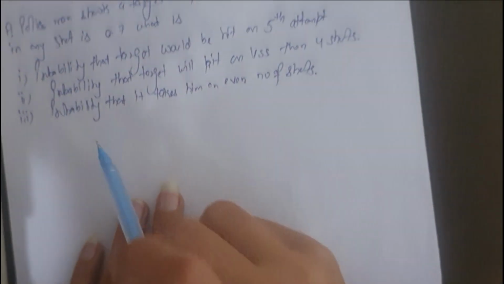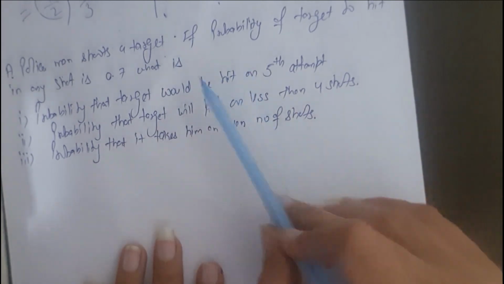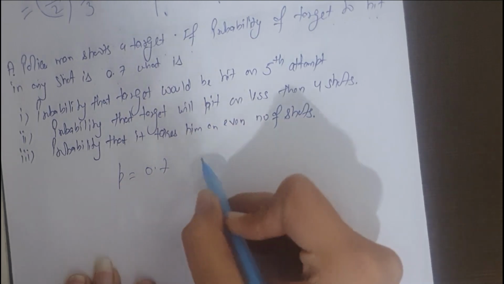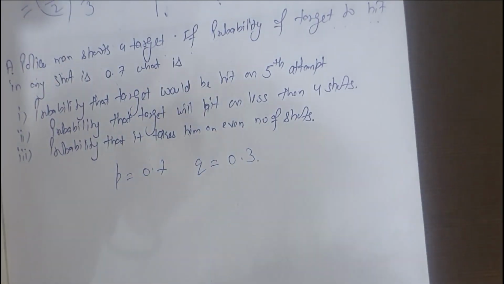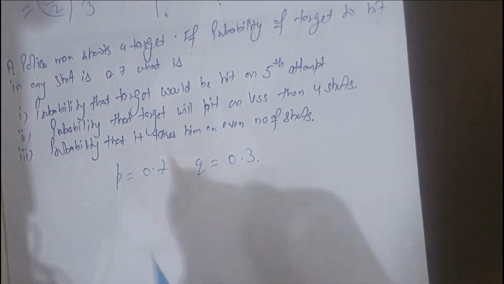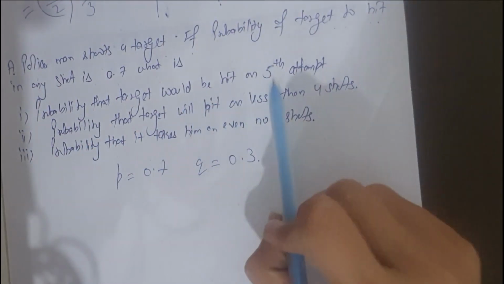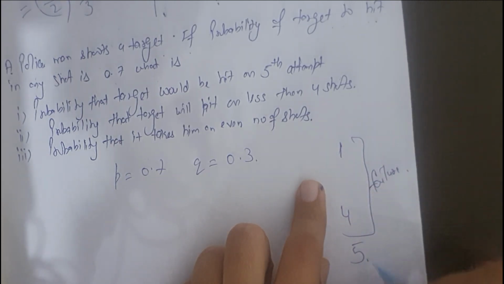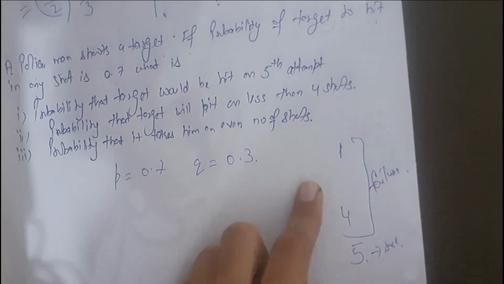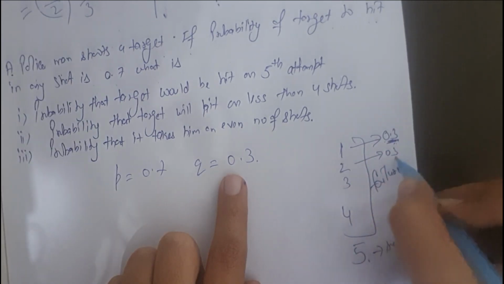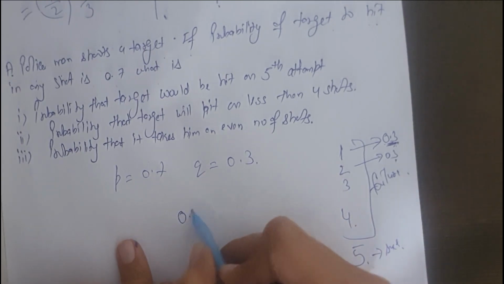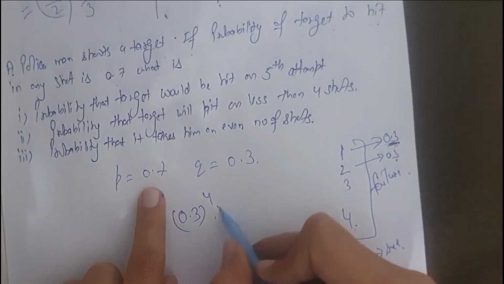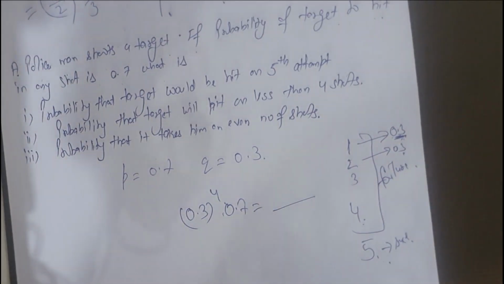Now another example. A policeman shoots a target. If the probability of the target to be hit in a shot is 0.7, it means that p is 0.7, then q is 0.3, that is 1 minus p, that is 1 minus 0.7. Then what is the probability that the target would be hit on the 5th attempt? It means that the first 4 are failures and on the 5th time we got a success. It means 0.3 up to power 4 into, on the 5th time we got a success, that is 0.7. Now solve it yourself and you will get the answer.